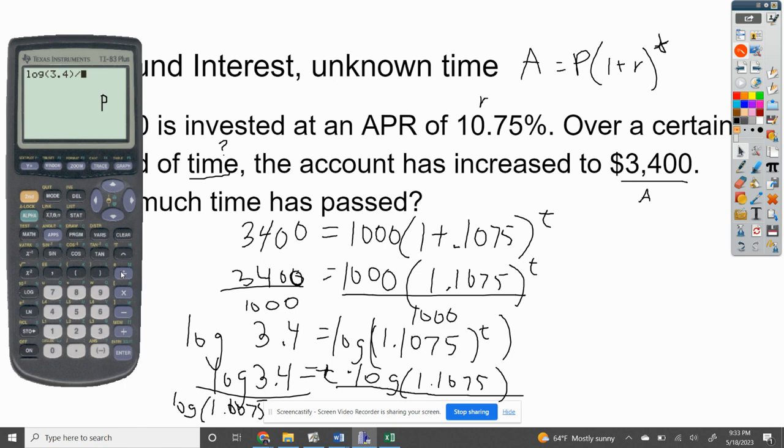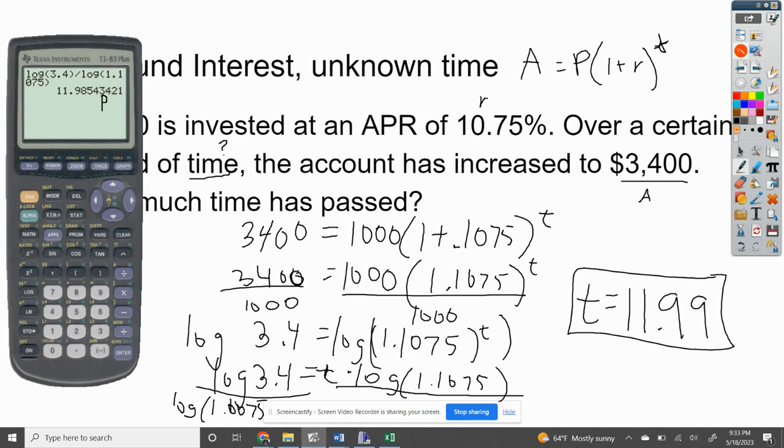Divided by the log of 1.1075. Close parentheses, enter, and we get 11.98. So that's our answer for T. So T equals 11.9, and if I'm rounding, 99 would be better. So almost 12 years is how long that one would take.